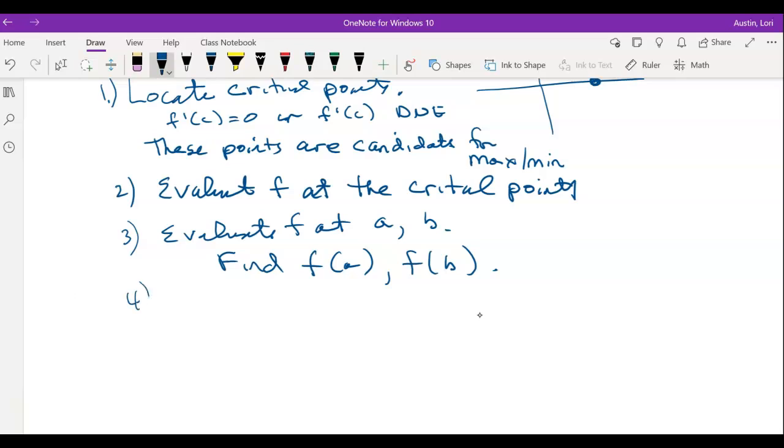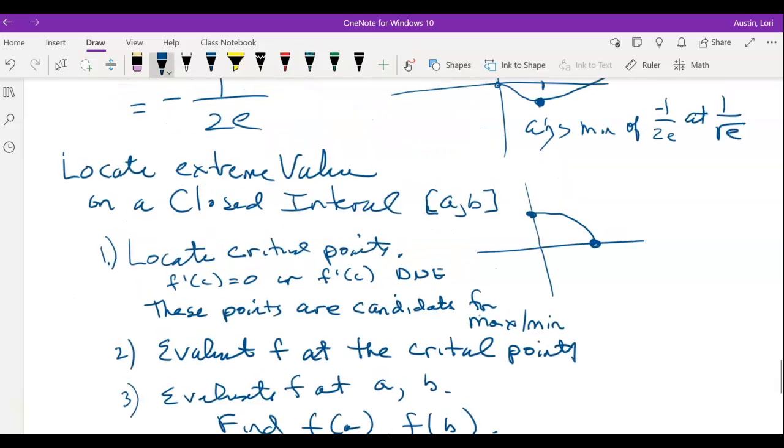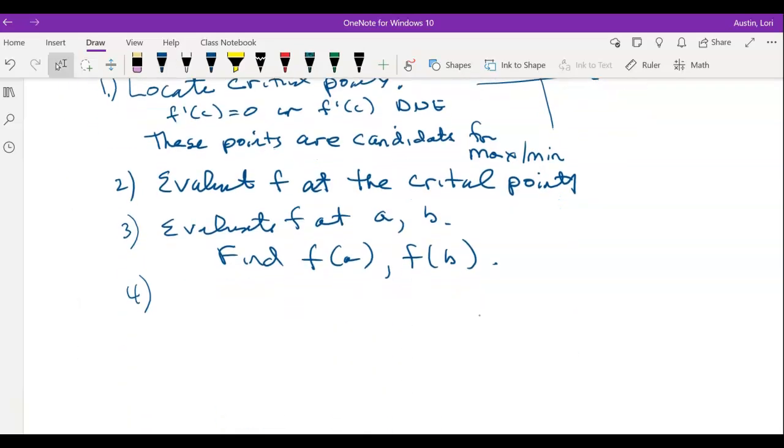Okay, then obviously, if we're locating extreme values, that means it's the absolute max and min. Choose the largest, and the smallest for the min.